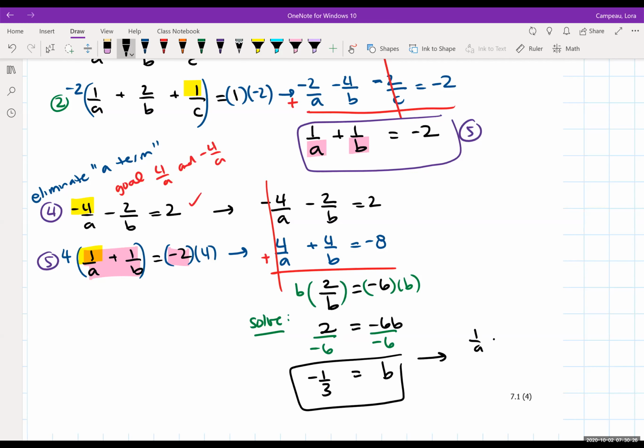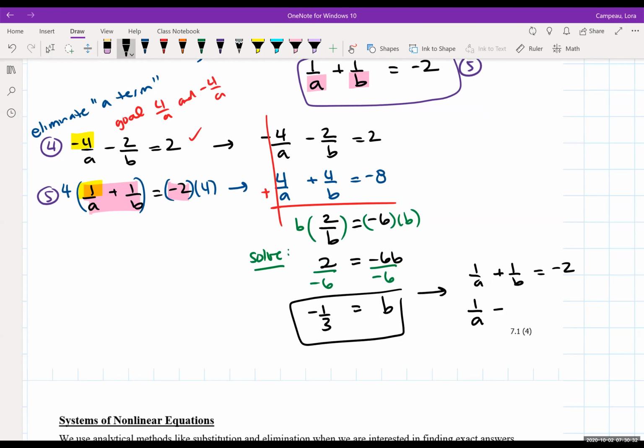So 1 over a plus 1 over b equals negative 2. It's a little nicer. Now, you just have to be a little bit more careful with the fractions, because if b is negative 1/3 and you're plugging this in, let's move that up a little bit. That title of the page is a little bit in the way. There we go.